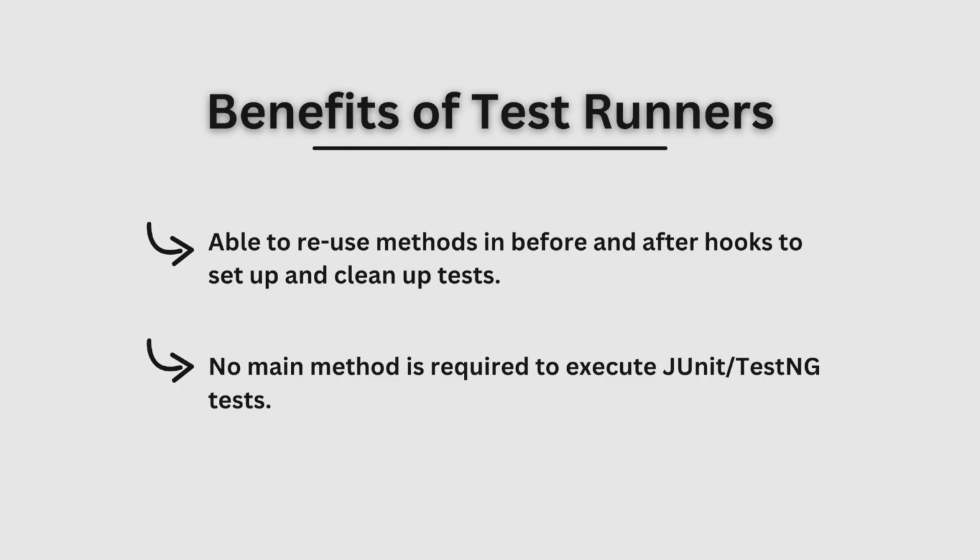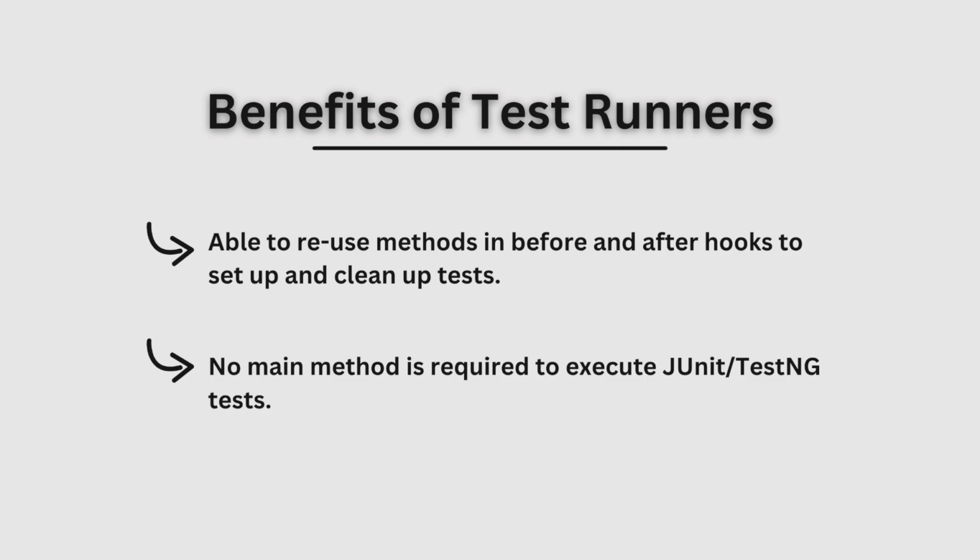So the benefits of using these test runners is that they actually allow us to reuse methods in the before and after hooks, for example. And another benefit is that in using something like JUnit or TestNG, when you are running your tests, you don't need to specify a main method as with other Java files. For these tests, once you annotate them as tests, the runner will recognize that they are in fact tests and will just run them without requiring a main method.